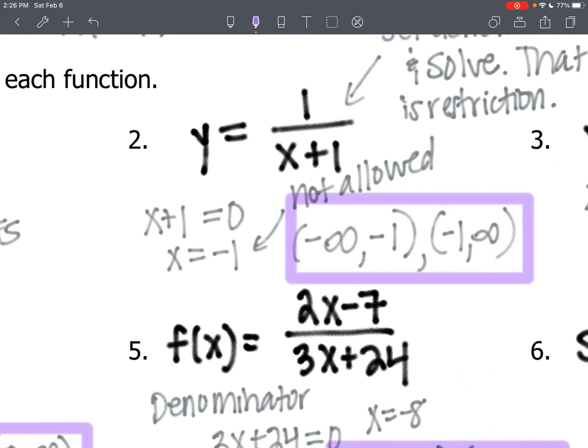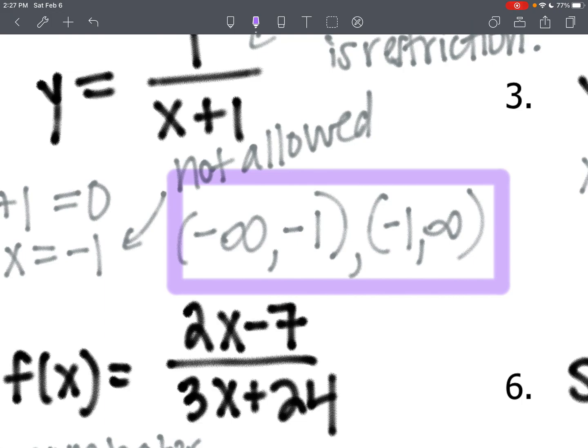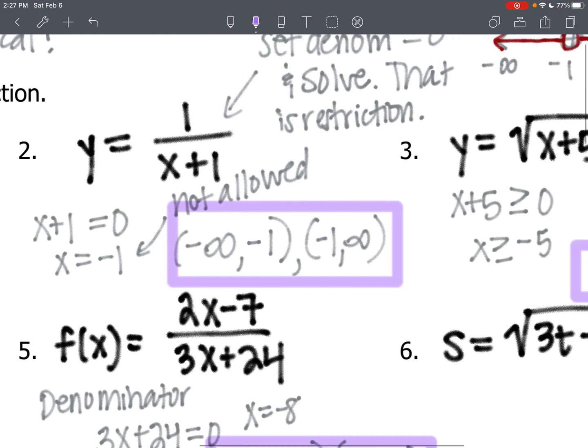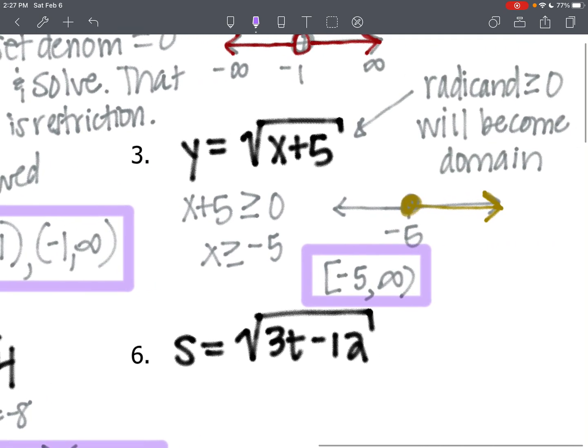Number 2, domain, remember, those are your inputs, what's allowed to go in. Number 2, I think we all agree that x cannot equal negative 1. So how do we write that domain? Negative infinity to negative 1, negative 1 to infinity. But we went through the motions and I showed you the math, how to do that. And then number 3, what is the domain?